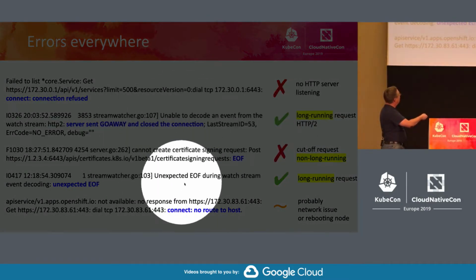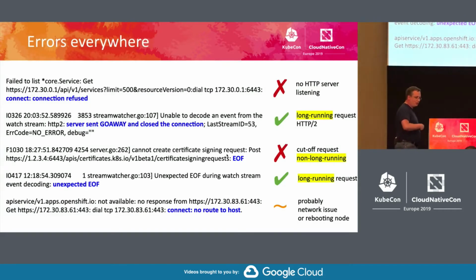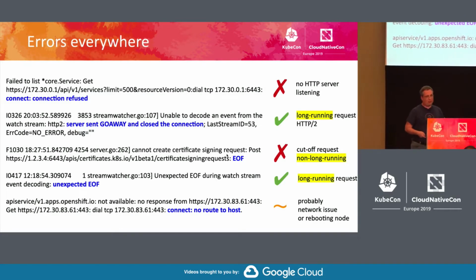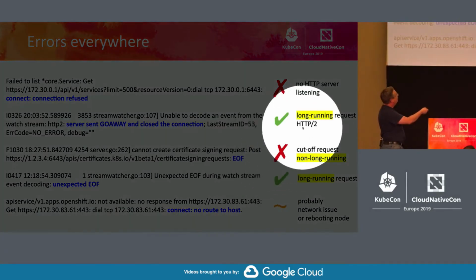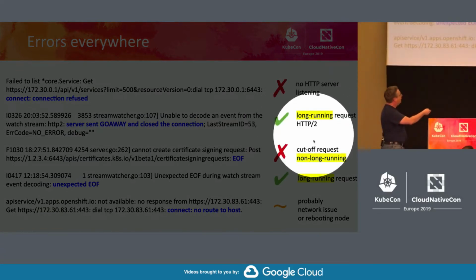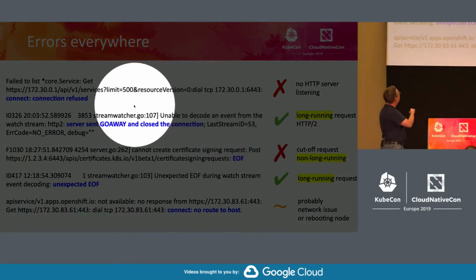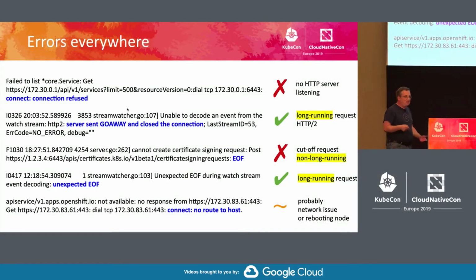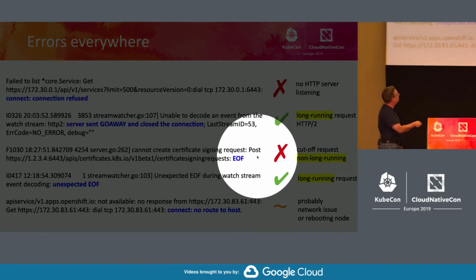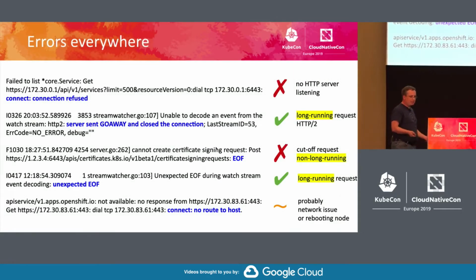The third one is end of file. So there's a request going on. It's not really answered properly, and in the middle of the request, the connection goes down, something we don't want. And I highlighted here already a term. It's called long running and non-long running or short running requests. A watch is by definition long running, so it's infinite if everything goes well. A post, like in the third example here, is short running. So we expect an answer within at most 60 seconds.